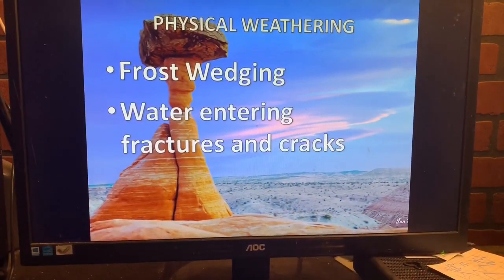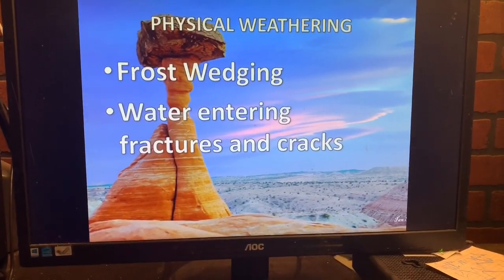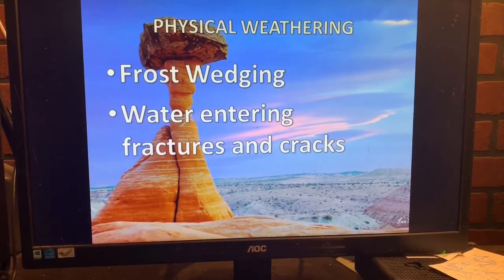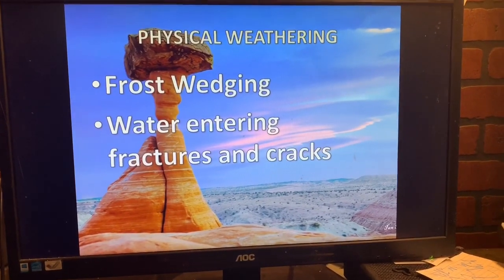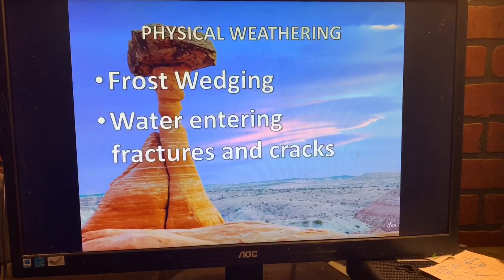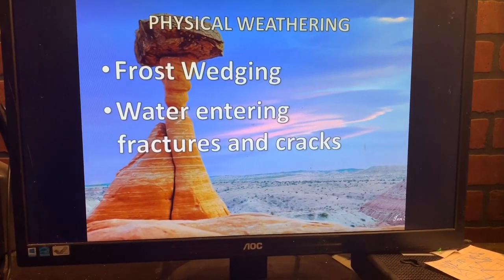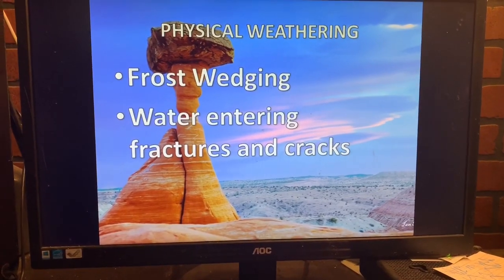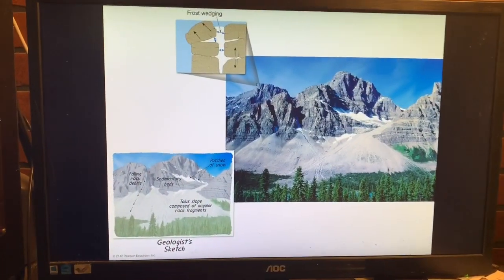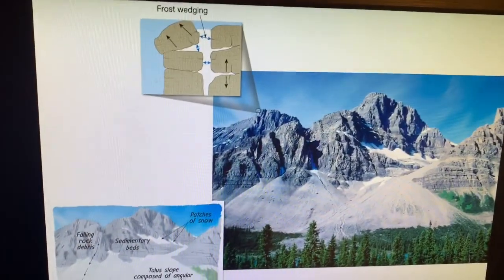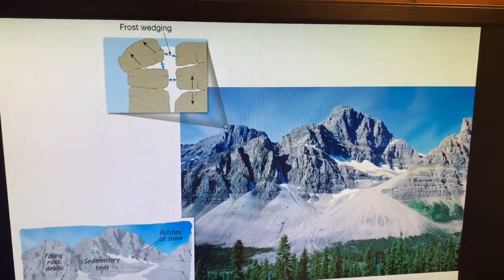All right, so the first type of physical weathering that we're going to talk about is frost wedging. Frost wedging happens when you get water, rain or something like that, that enters fractures or cracks in a rock. Now, rocks naturally have fractures, cracks, things like that. Why is that important? Well, because when that water enters the cracks, it's going to sink to the lowest level inside the rock, wherever it can get.